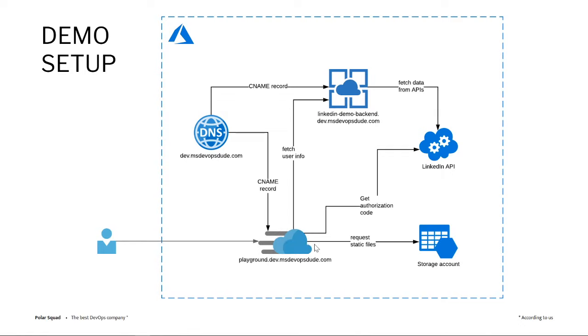So the CDN endpoint is fetching files from the storage account. I showed you the reference picture before, and for this demo it's fetching data from the LinkedIn API. So actually the front end, which is the CDN endpoint here, fetches this authorization code from the LinkedIn API, and then it passes it to this. I have a simple backend which I'm hosting in App Service. So it's passing the authorization code to that, and that will then actually fetch the data.